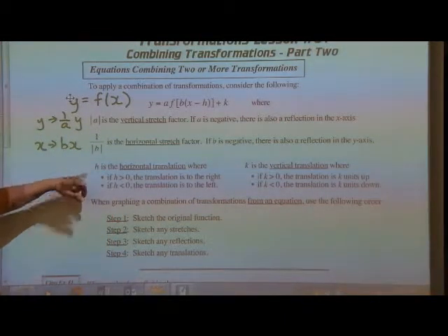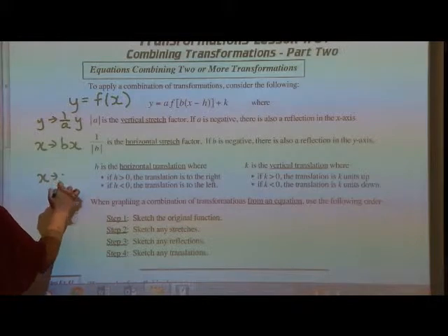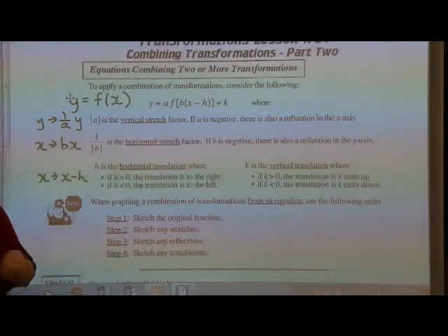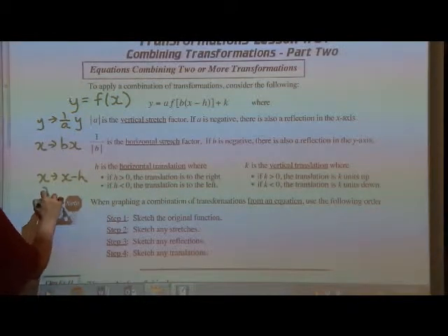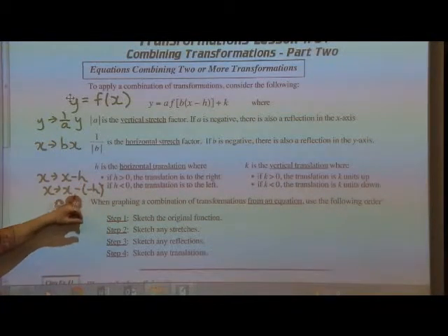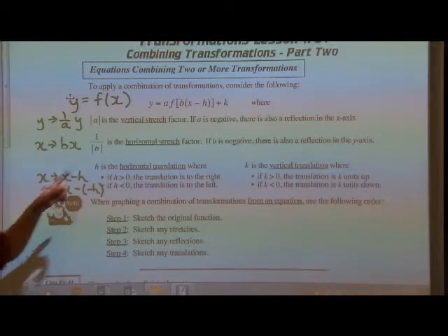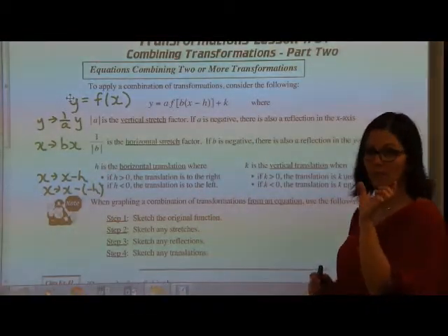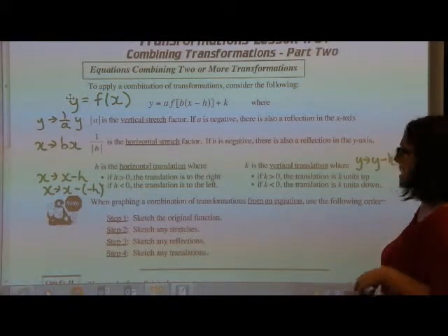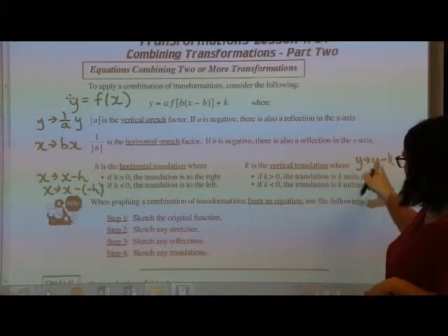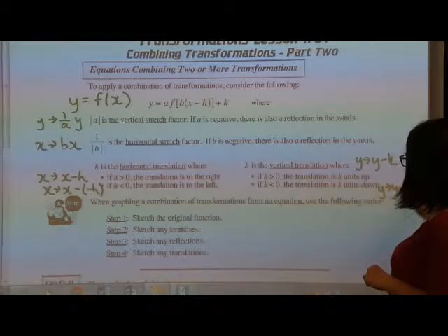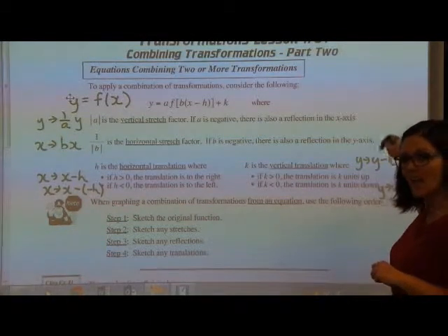Then we have the translation. That's replacing x with an x minus h. So when h is greater than 0, I go to the right. And when h is less than 0, I'm replacing x with an x minus negative h. And that's where I get the x plus h, and I go to the left. The same thing happens when I'm adding my k value. So when I replace y with a y minus k, I'm going up because my k value is greater than 0. And when I replace it with a negative value, so minus negative k, which is a plus, then I'm going down.